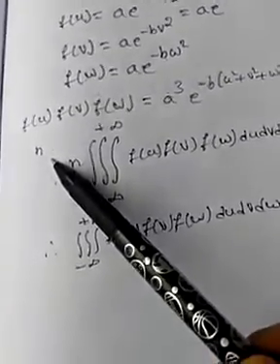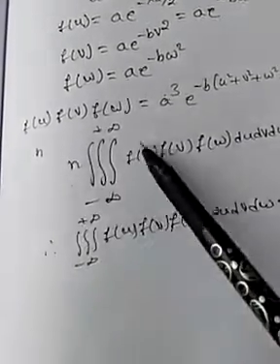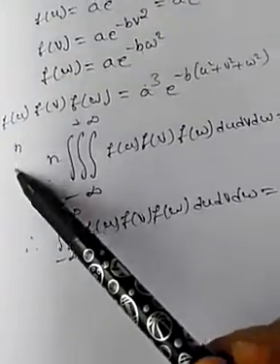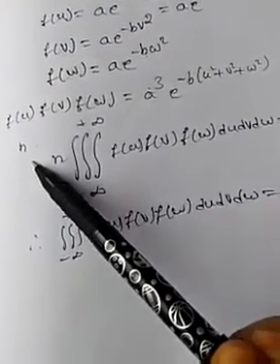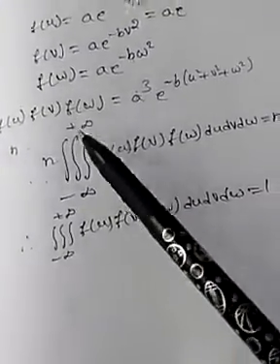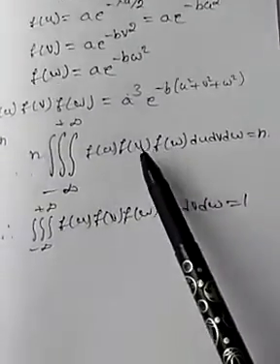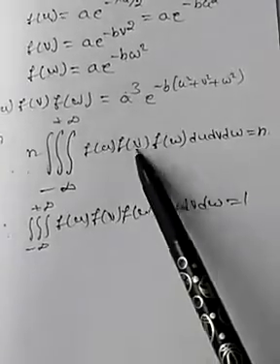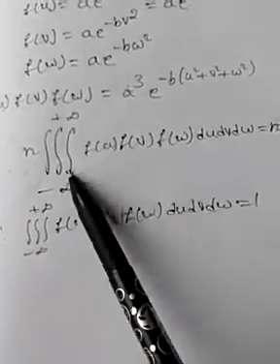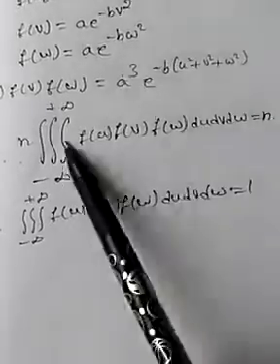Here n is the number of molecules of the gas per cubic centimeter. In the whole gas, per cubic centimeter, we have n molecules, and these have all possible velocities, that is, minus infinity to plus infinity. This equation is taken from the definition of probability. According to the definition of probability, we can write n times the triple integral of f(u), f(v), f(w) du dv dw equals n.